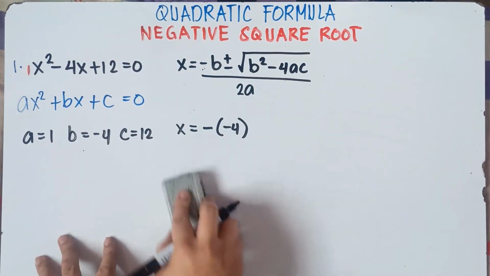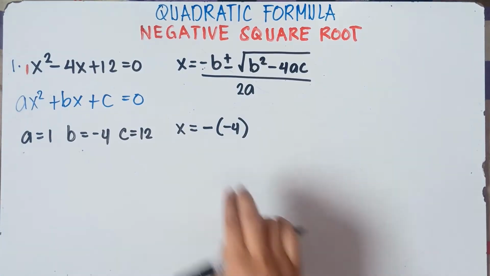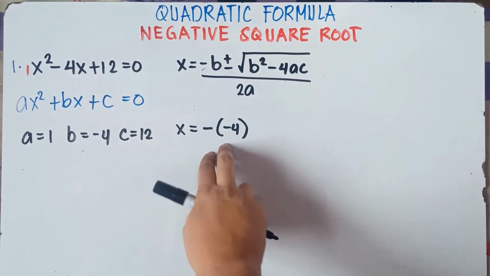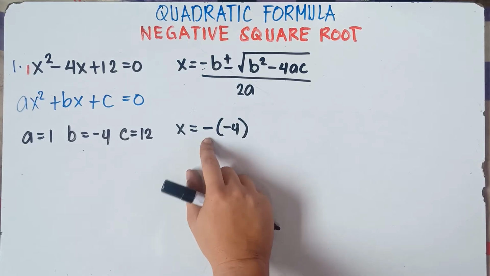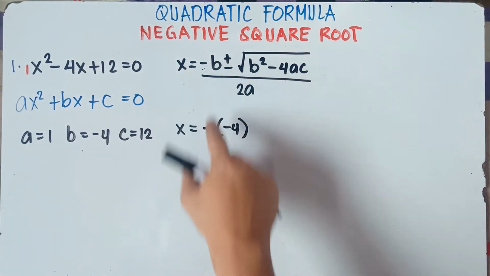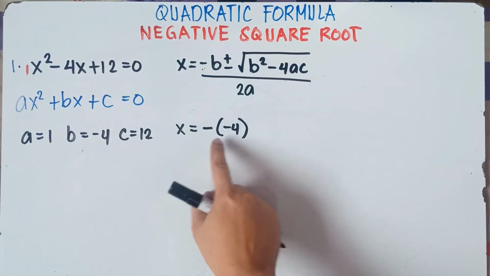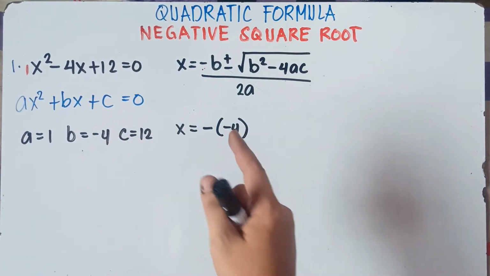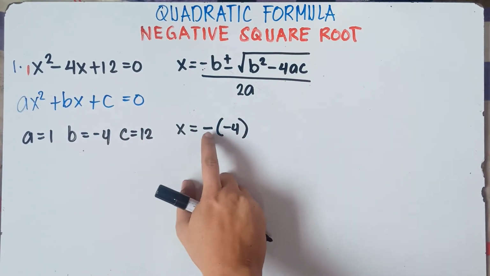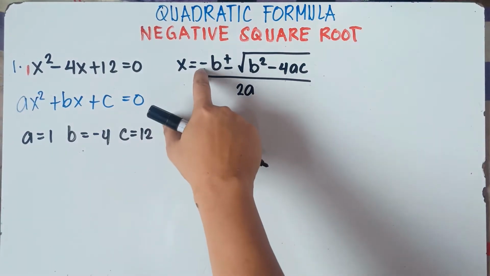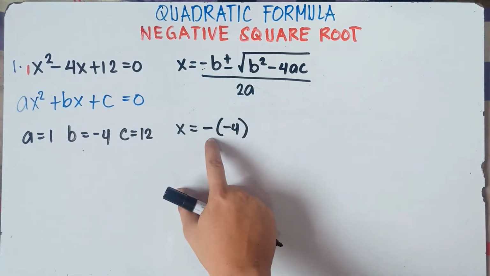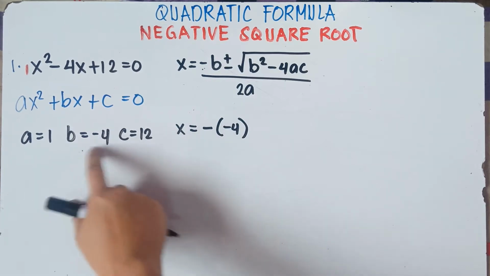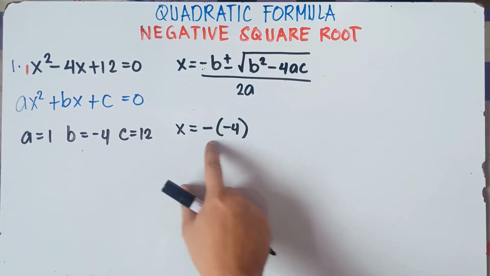Now you will be asking, sir, why do you have two negatives? The first negative, class, came from the minus sign in the formula. Then this negative 4 is the value of your b. That's why you have two negatives. I hope it's clear for your class. The first negative sign came from the formula, and then the value of your b is negative 4.